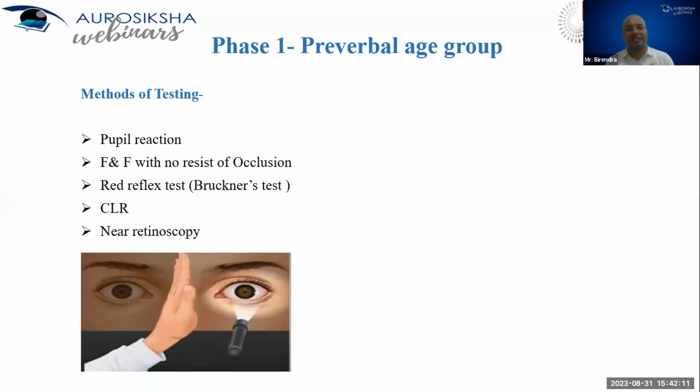Like pupillary reaction. This test you can apply for the age group of 0 to 3 months. You will check the pupillary reaction. If the pupillary reaction is normal, that means the eye and brain connection is growing and developing.